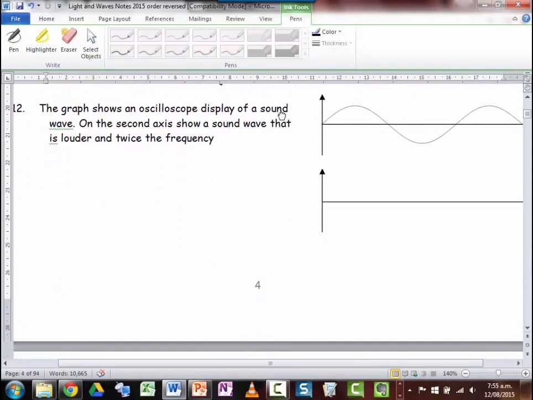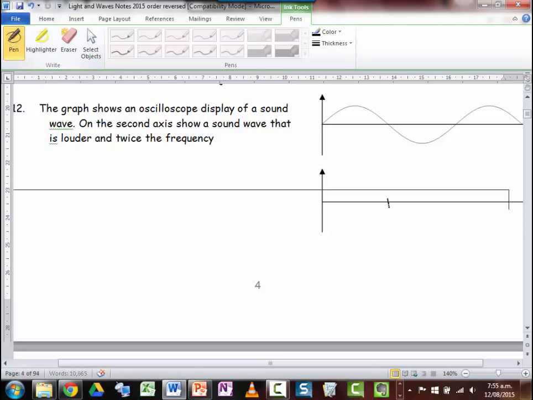Okay, here we have an oscilloscope display of a sound wave. On the second axis, show a sound wave that is louder and twice the frequency. Okay, so louder means that the amplitude is bigger. That means that our eardrum is going to vibrate back and forth more, and higher frequency means that we get more waves per second, which means that our eardrum is going to vibrate more times per second, which we hear as a higher pitch. So basically the wave is going to be compressed horizontally and increased in height vertically.